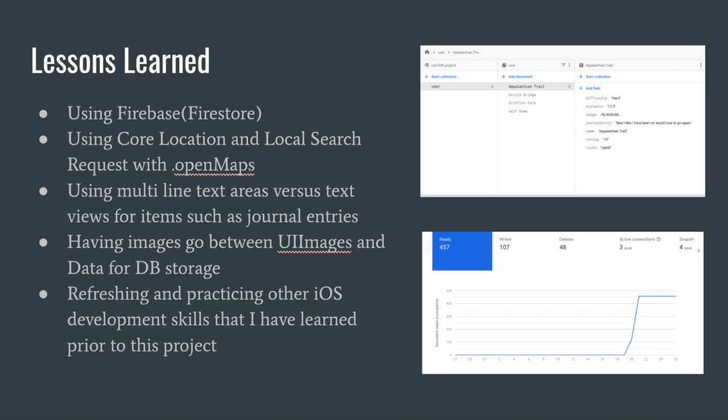Using multi-line text areas versus text views. This was coming from the journal entry section and realizing that a user might need to enter a lot of text, so having a multi-line text area is a very good way to handle that. Having images go between UI images and data for database storage. This was mainly because storing a UI image in a database is way too big, so you need to compress that image and store it as data. And then when you get it back, you need to uncompress the data and store it as a UI image instead.